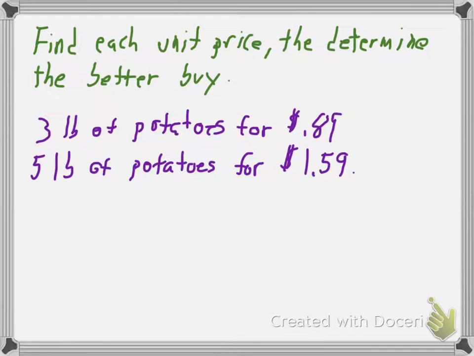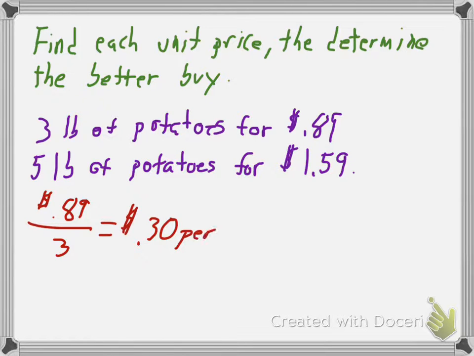Okay, so for my first one, my 3 pounds of potatoes for 89 cents, I'm going to do my price, $0.89, all over 3, and I'm going to go ahead and divide 0.89 divided by 3, and I end up getting 0.29666 repeating, which is roughly 0.30, and again, that's dollars per pound, because this is pounds down here. So there's my first unit price.